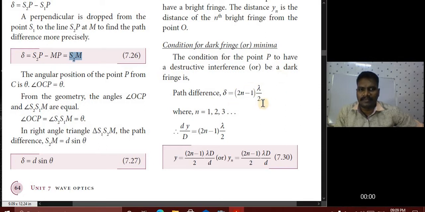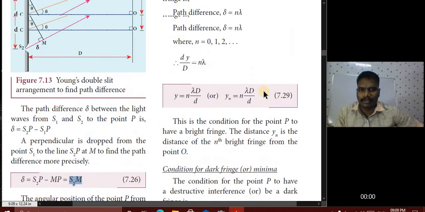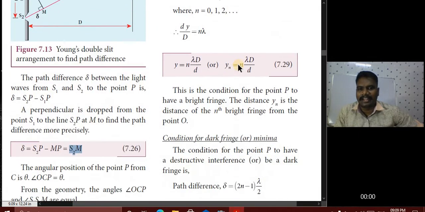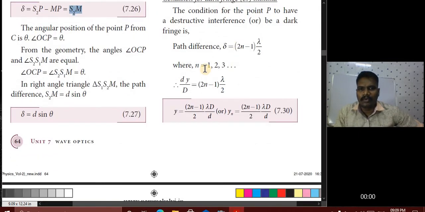This formula is very, very important for your objective type as well as the detailed question answer. Please note it down, children. Dark fringes: the condition of path difference for the dark fringes is del equal to (2n minus 1) into lambda by 2. The condition for the path difference for bright fringes is del equal to n lambda, where n is equal to 1, 2, 3. So the equation can be written as dy divided by capital D is equal to (2n minus 1) into lambda by 2.